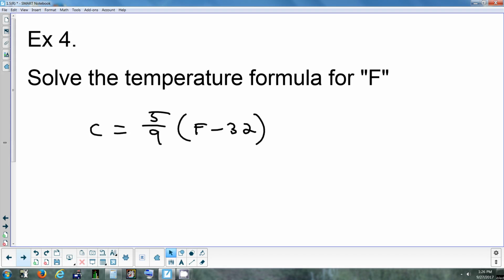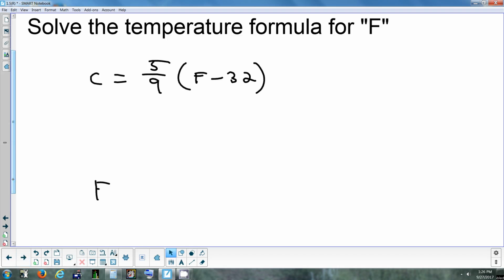Okay, what do they want us to do? Solve for F. What does that mean? You get F by itself. Right, when we're done, we want something like this: F equals.